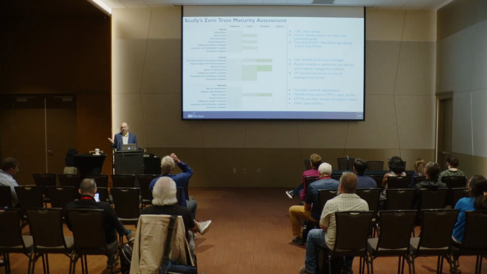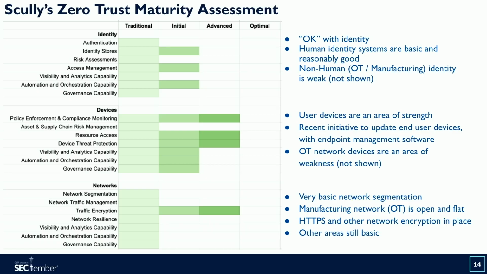So first thing that the security team did was to go through a zero trust maturity assessment. And at the very high level, you can see these are the first three areas. They're okay. On the identity side, they say, we do an okay job here. We're reasonably good on the human identity side with authentication and MFA, et cetera. We're not good on the OT side. So they've got, obviously, manufacturing systems, and they're pretty weak there. They are good on devices. They went through an initiative recently they completed to update user devices. They got device management software, endpoint management software. But on the OT device side, they're weak.